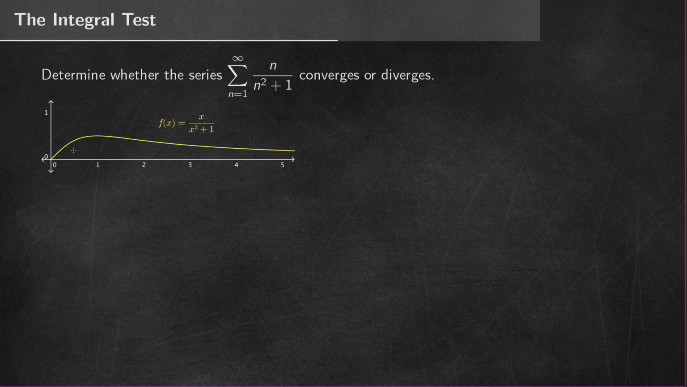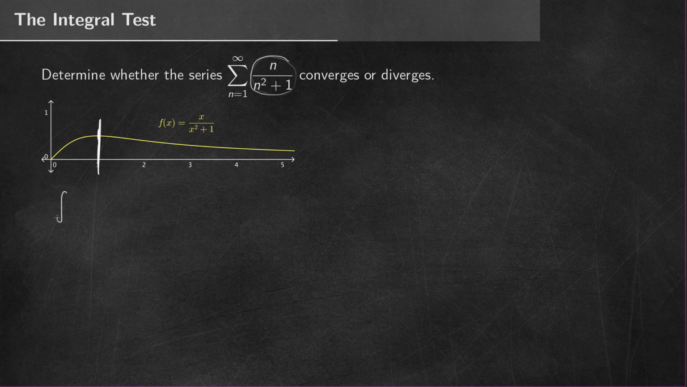Well, this function isn't always decreasing, but at some point, we'll just say here at 1, at some point thereafter, yes, it is always decreasing. So the integral test will apply to this particular series. So what we do is we take our nth term and we just convert it into a function of x. So that's where we're getting the f of x equals x over x squared plus 1. Just change your n's to x's so that we have a function of x.